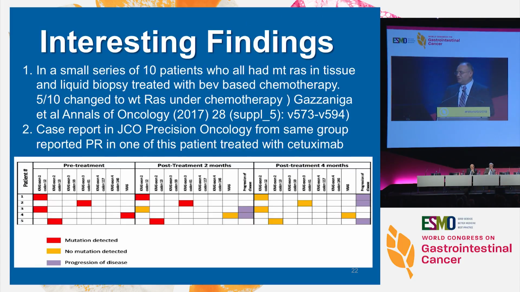Now at ESMO in Madrid, there was an interesting finding, very small sample size, but I need you to figure that out. Because KRAS mutant, we think this is set in stone. But we know it's not. There is a molecular dynamic under treatment pressures. And here in a small series from Dr. Gazzaniga, which was presented at ESMO and now published as a case report in the Journal of Clinical Oncology Precision Oncology, showed 5 out of 10 patients identified as KRAS mutant treated with bevacizumab-based chemotherapy lost their KRAS.